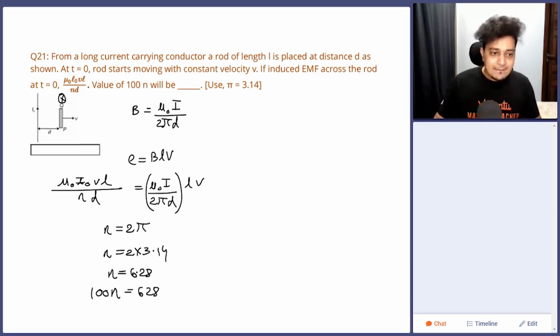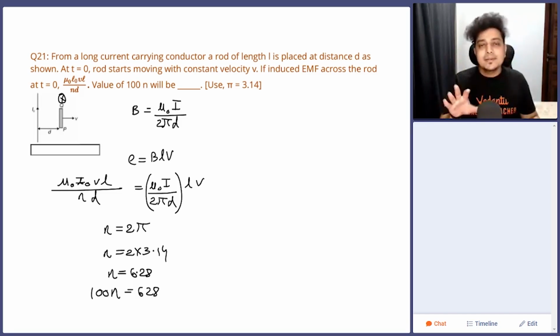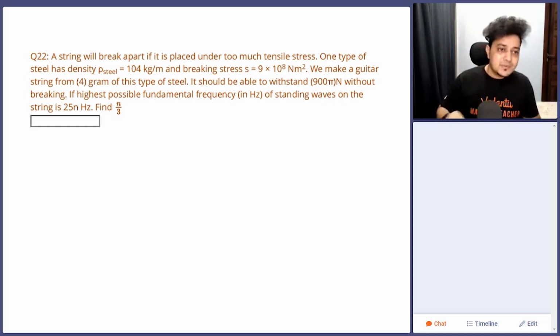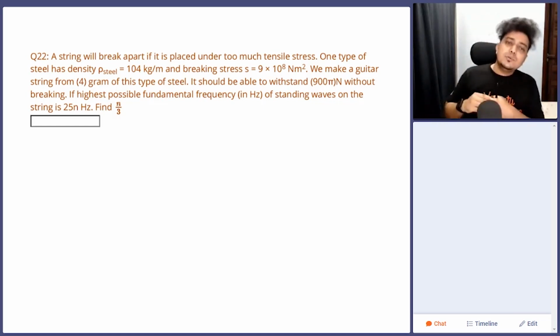Clear? So you have to first get the magnetic field produced by a long wire, and then in that magnetic field, the rod is moving. So use the motional EMF formula, B L V, with B perpendicular. Okay. Next question. A string will break apart if it is placed under too much tensile stress.